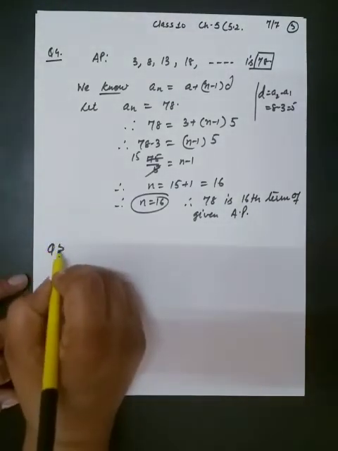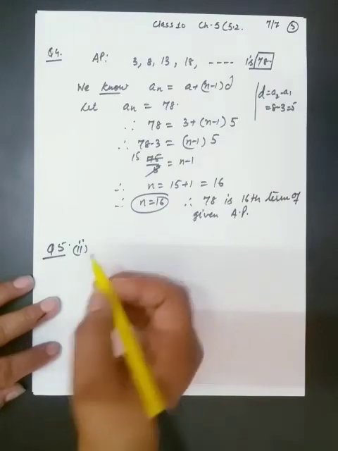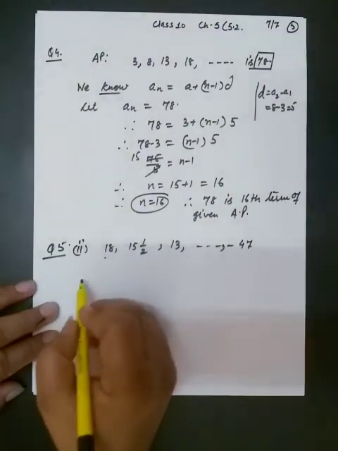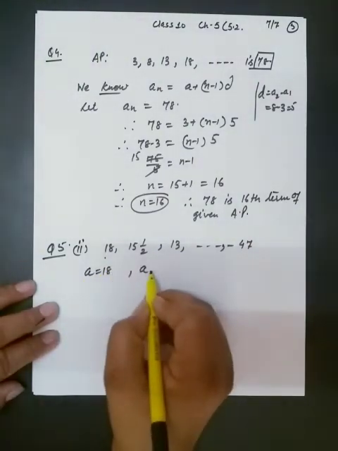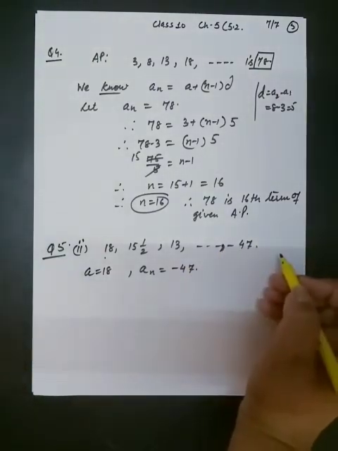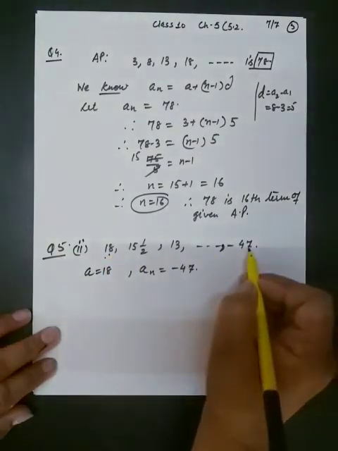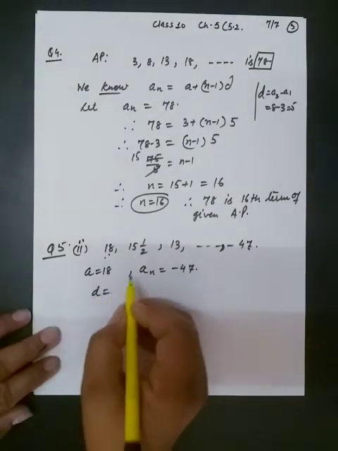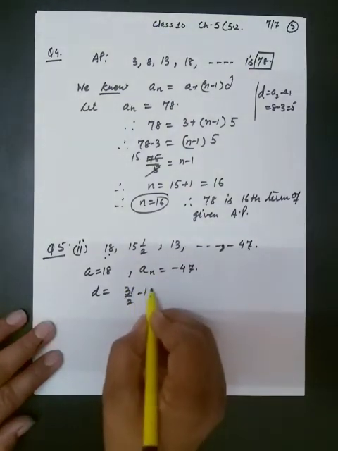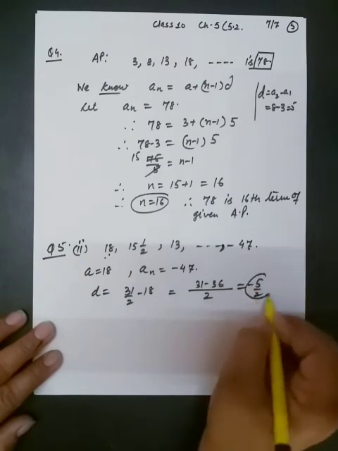Next, question 5. Here I am taking part number 2 of question 5 and you have to try part number 1 yourself. Look at the question. It means in this question A is 18 and AN is minus 47. अब ये चेक नहीं करना है. It is different. पूरा AP लिखकर और एंड में लिखा है. It means first term और nth term आपको गिवन है, and you can find D. D will be, write it as improper fraction, 31 by 2 minus 18. Take the LCM. D is minus 5 by 2.